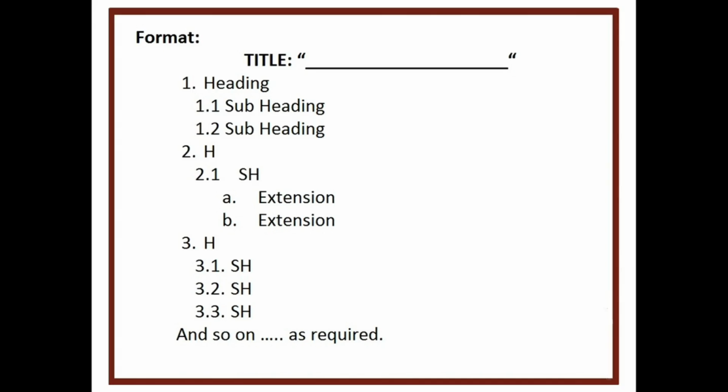Under the heading 1, some gap is left in the new line and then the subheadings are written as 1.1 and 1.2. Now the second heading is written in the indentation of the first heading and not under the subheadings. Under the heading is the subheading 2.1, and as the subheading further had two extensions, they are written as A and B. All this is done while keeping the indentation in mind. We can go on like this for the third and fourth heading and so on as required.